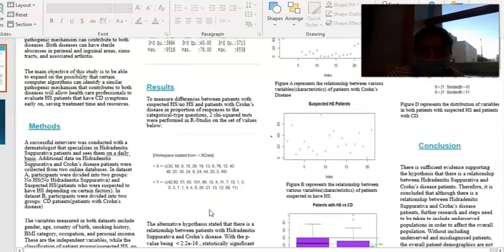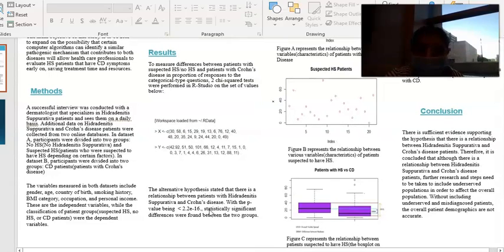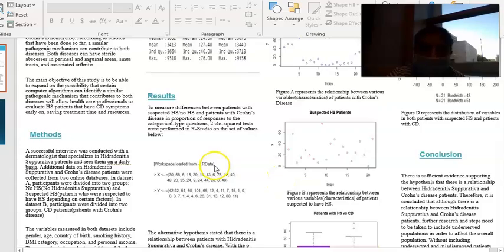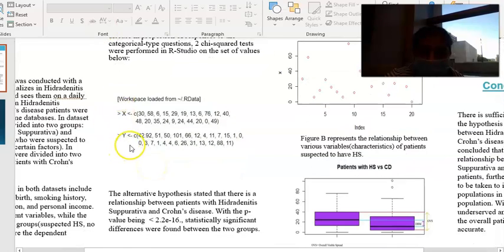As can be seen on my poster, my alternative hypothesis stated that there is a relationship between patients with HS and Crohn's disease, and like I said before, my p-value is less than 2.2e-16, which makes my results statistically significant between the two groups of patients. And if you see here, it shows the values that I used in RStudio. The values for X represent dataset A for different variables, and my values for Y represent dataset B, the different values that I used.